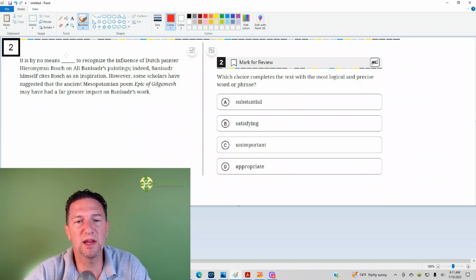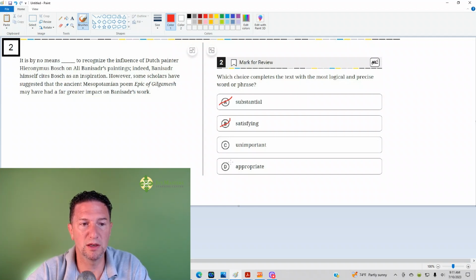So there's three answer choices here that are opposite. Substantial meaning enough, it is not enough, then you would be looking for something more. It's by no means satisfying. If it's by no means satisfying, then I would expect something after that's going to be unsatisfying. Now, if it's by no means unimportant, then that would imply that it is important. That's at least in line with the spirit of the sentence completion. And answer choice D, if it's by no means appropriate, then what would follow is that it's inappropriate.